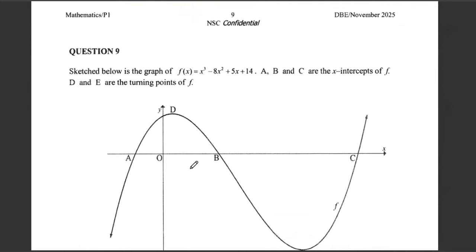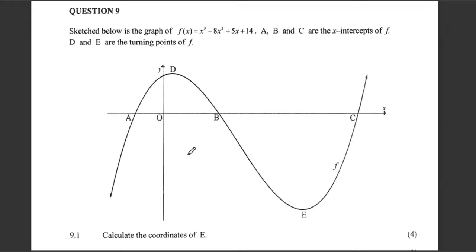Move on to question 9. Sketched below is the graph of f of x. They gave us the equation. A, B, C are intercepts to the graph. And then from that, they are telling us that D and E will be the turning points of this graph. Then they want us to get the coordinates of E. So we know that E is the turning point, and for us to get the coordinates of the turning point, we always have to find the first derivative equated to 0.